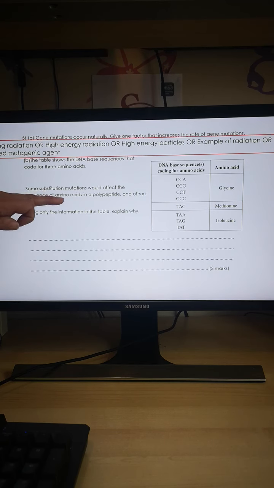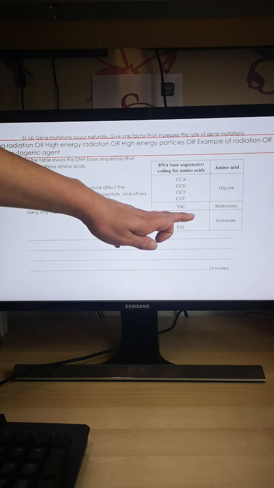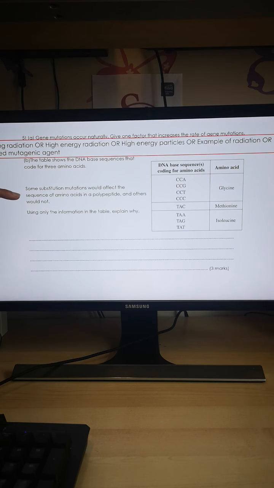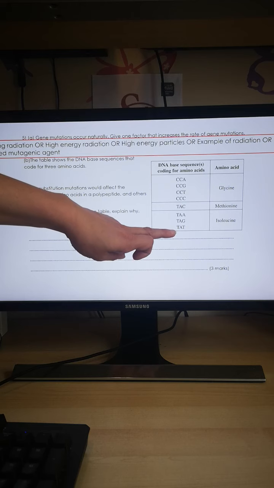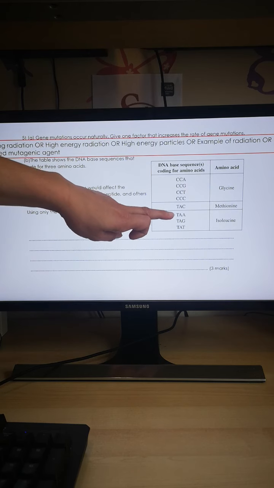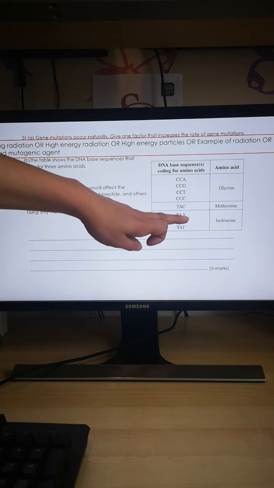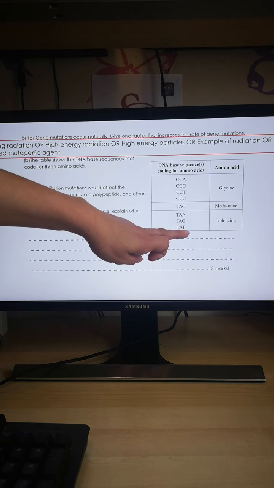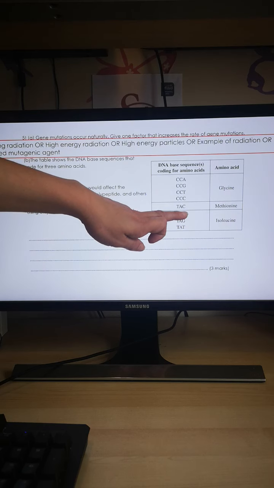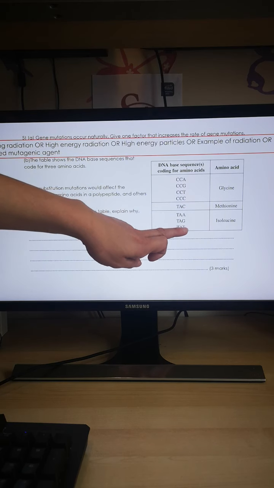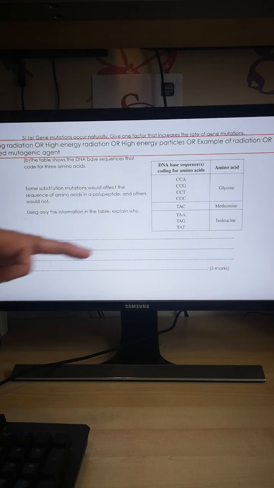So we've said why some wouldn't affect. Okay. So now we need to say those that would. So if we pick this one here, isoleucine, and we take the last base and we change it to a C, we know that that substitution is going to change the amino acid that is coded for.